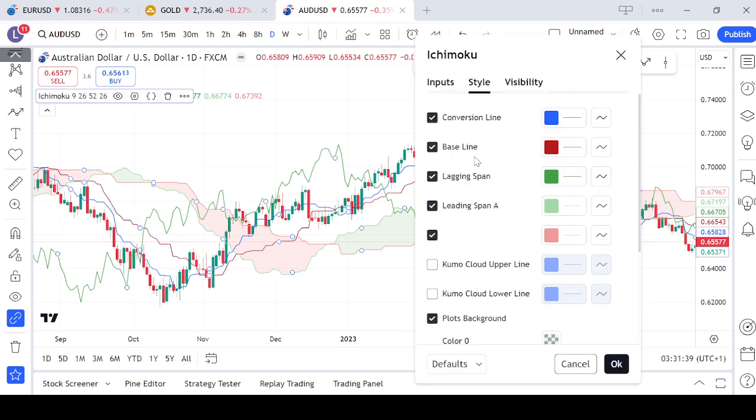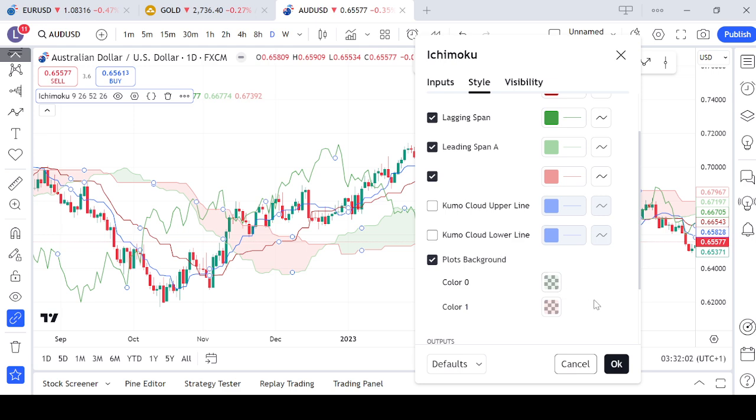So these are all of them. The baseline is that red line, the conversion line is the blue line, the lagging span, as you can see, is the green line, the leading span A forms the edge of the cloud, and the leading span B forms the other edge of the cloud. That is your Ichimoku Cloud indicator. So how can you use this to trade?